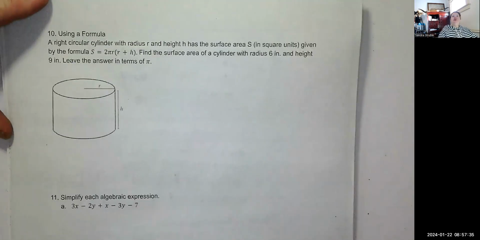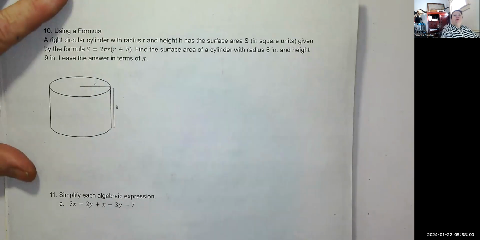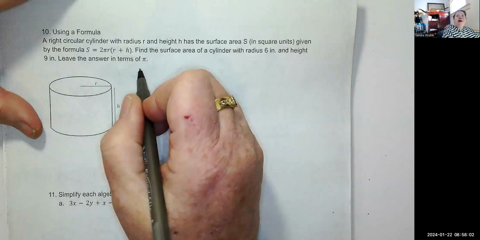Last page. Using a formula, a right circular cylinder with radius r and height h has a surface area S in square units. Anytime you're measuring area, it has to be in square units. Given by the formula, the surface area is equal to 2 pi r times r plus h. Find the surface area of a cylinder with radius 6 inches and height 9 inches. Leave the answer in terms of pi. So you're not going to use your pi on your calculator. It's literally going to have pi in your answer.